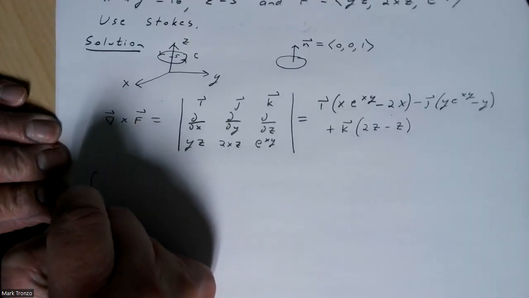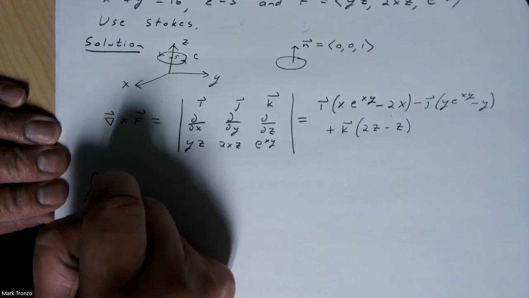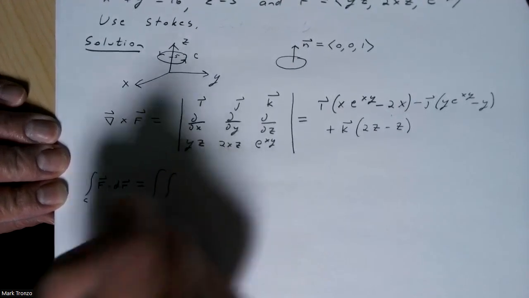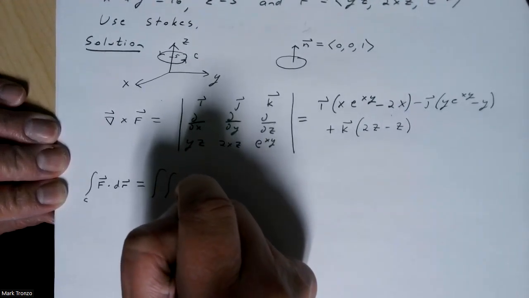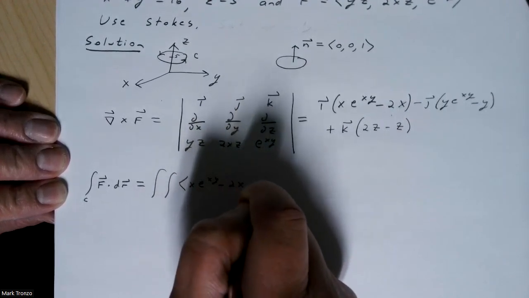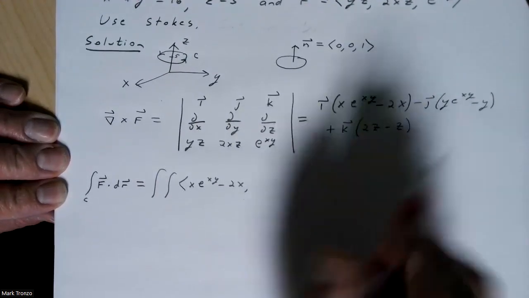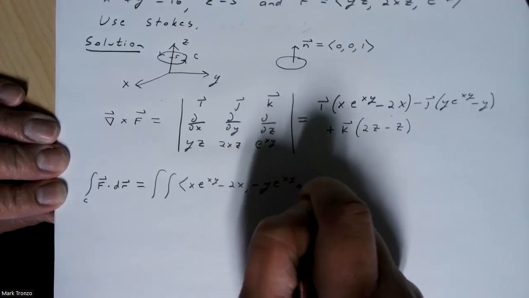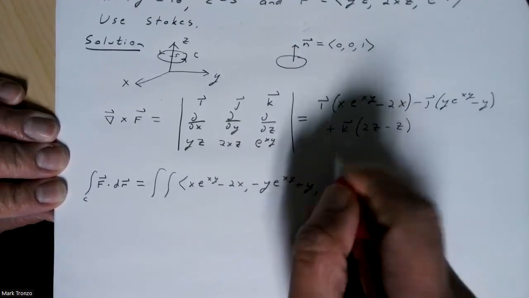So that looks pretty messy. Remember our F dot dr is going to be the double integral. And again, it's going to be this here. That's going to be the curl: x e to the xy minus 2x. And this will be a negative, and then negative, that's going to end up being negative y e to the xy plus y. And this is just going to be 2z minus z, so it'll just be z.